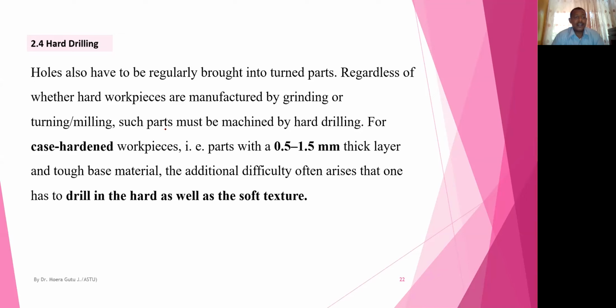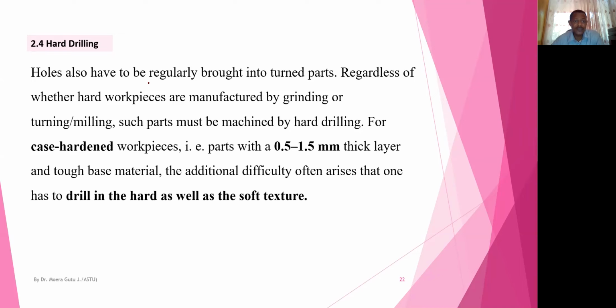We'll see hard drilling here. Hard drilling, you know that drilling is imposing a hole onto the workpiece, and for that we can use drill bits. So hard drilling is also possible in conventional machining of hard materials which have a hardness number above 47 Rockwell hardness number. So in hard drilling, we'll see the signs.